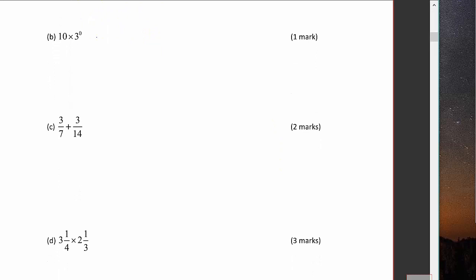3 to the power 0, we should know is 1. So effectively what this is saying is just 10 times 1. So it's just 10.